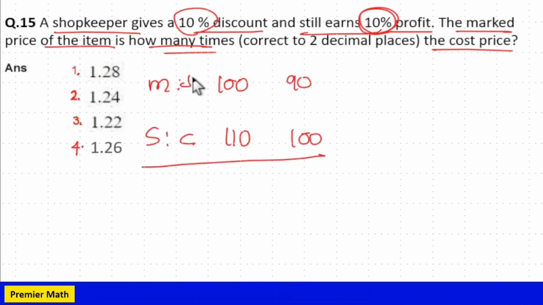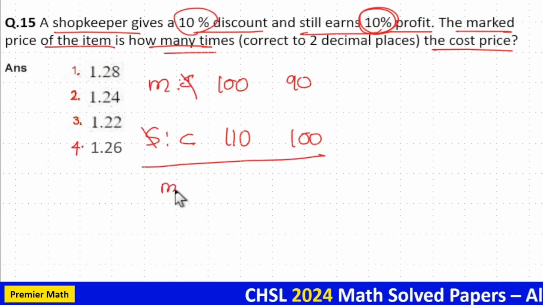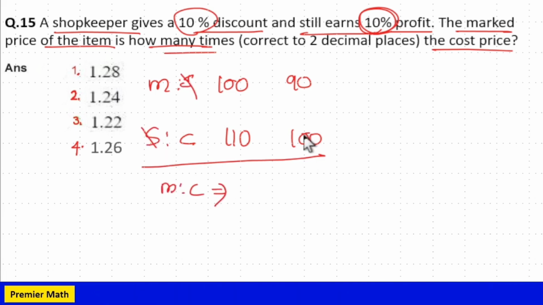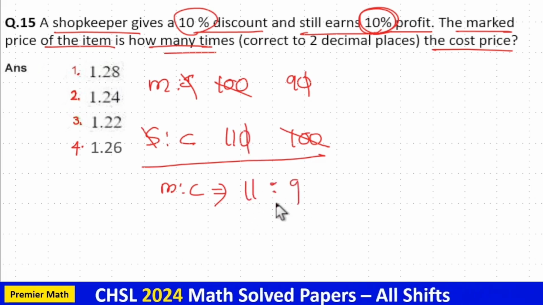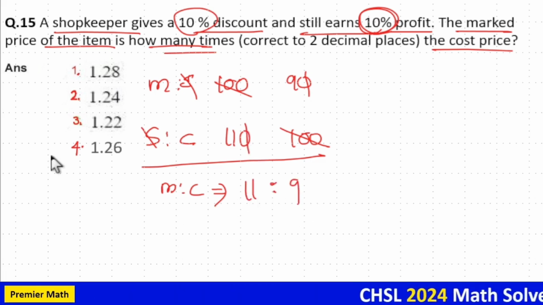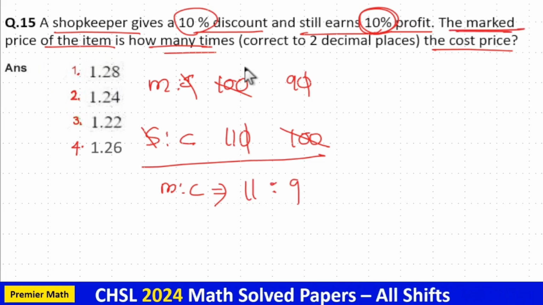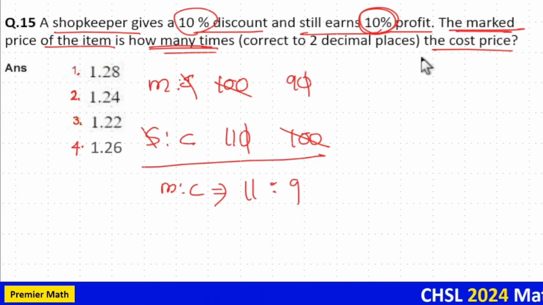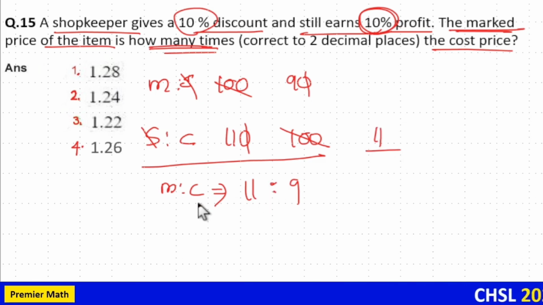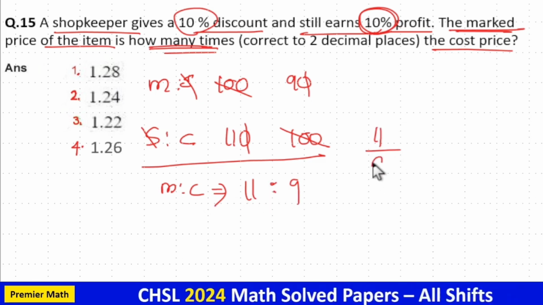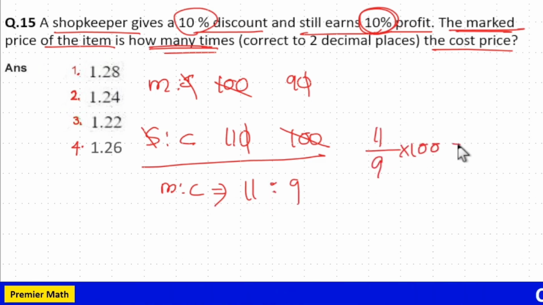Now I can cancel sell price here. I'll get the mark price and cost price ratio, which is equal to 100, 100 cancel, 0 cancel, 11:9. 11:9 is the mark price and cost price ratio. Now we have to find the mark price of an item is how many times the cost price. Here mark price is 11 and 11 is how many times 9? So 11 by 9 into 100 is your answer.